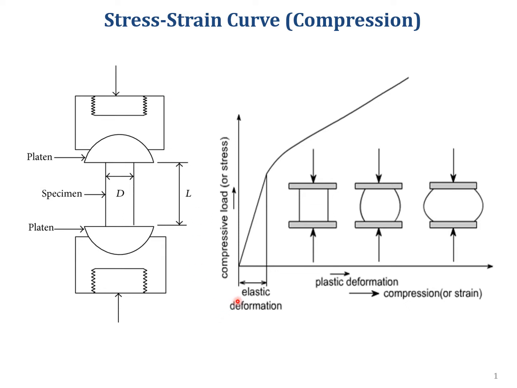So initially we have elastic deformation. The dimensions of this sample will decrease elastically. This means in this region, if we remove the force, the material will regain its original dimensions. After that, plastic deformation starts. Initially in plastic deformation we have bulging of the sample, and if we continue pressing, it leads to flattening of the sample.